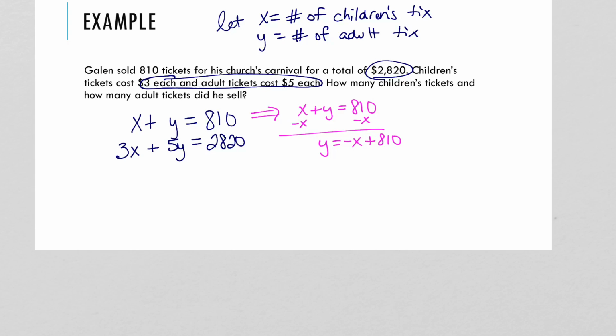And I can't combine those. They're not like terms. So that's as good as it gets. So now I do have that Y is equal to this business right here. So wherever I see Y in the problem, I can put in negative X plus 810. So I'm going to rewrite this problem.